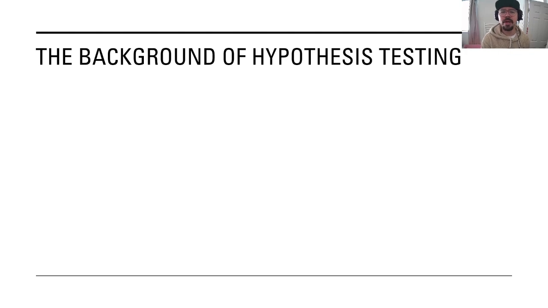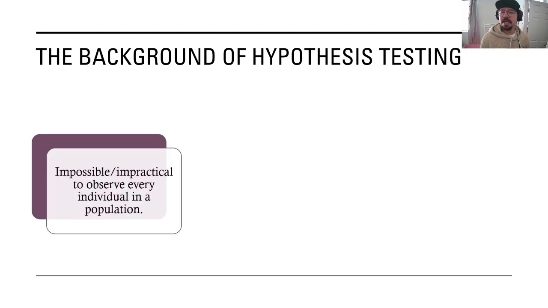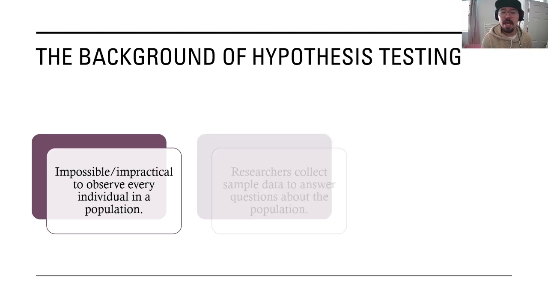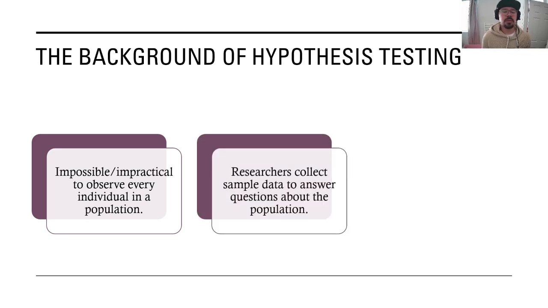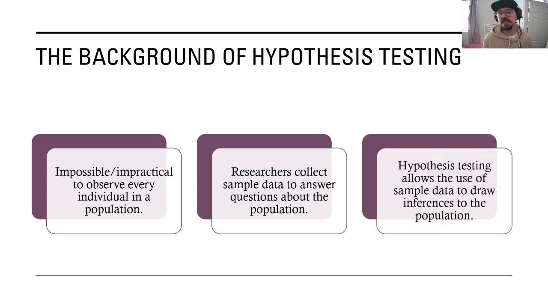So, a little bit of background to hypothesis testing. As I've mentioned several times, it's impossible and at the very least impractical for us to be able to gather data or observe every single individual or every single thing that we are hoping to observe within a population. And because of that, researchers are really only concerned with pulling maybe one or two samples of their population in order to run analyses on. And so hypothesis testing allows the use of sample data to draw inference to the population.